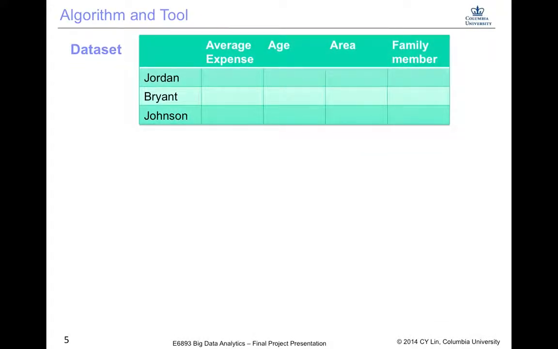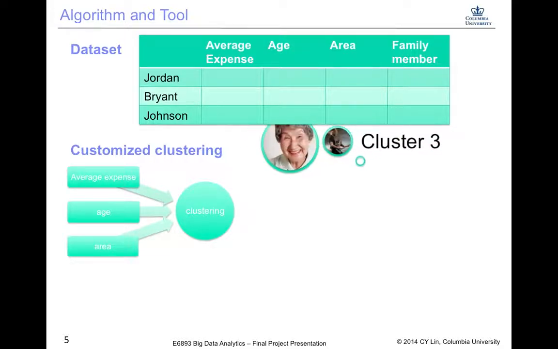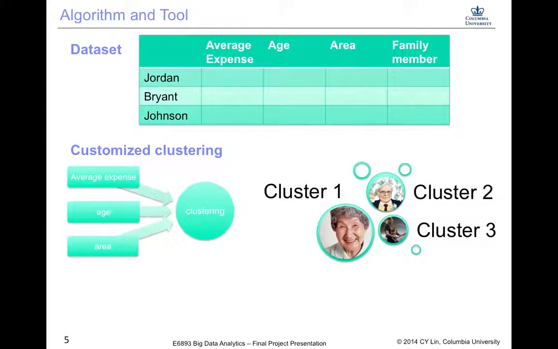Since we have got the dataset, we do the customized clustering. The index could be chosen by the user, such as the average expense, age, and their area, so that we could get the clustering result for the users, so that they could get the consumer constitute of the market.